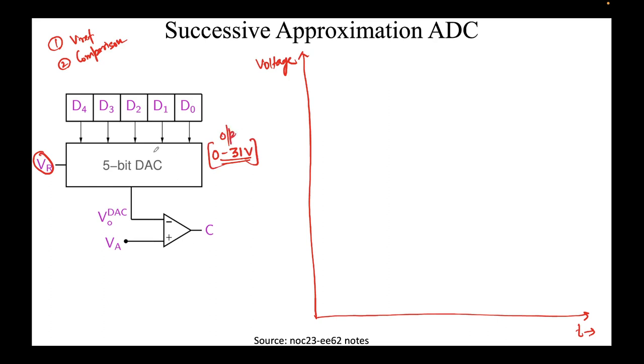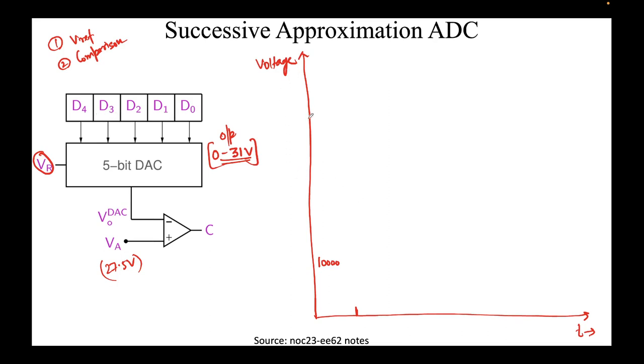Okay, this DAC. And let's say the value of VA that I want to compare is, for instance, 27.5 volts. I'm just trying to establish how the working principle works. So this is the input voltage, and I want to store it in digital format with a comparator, and this is the output. So in the first clock cycle, we provide the input as 10000, 5 bits.